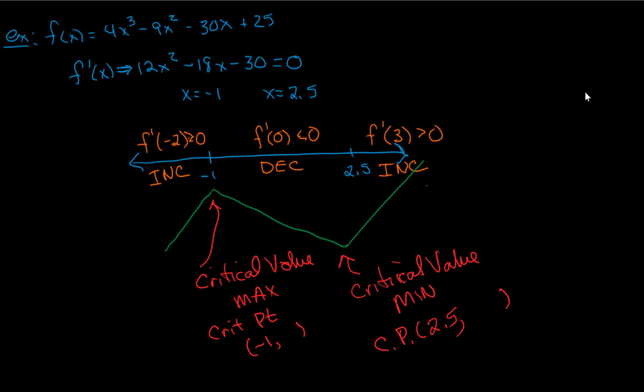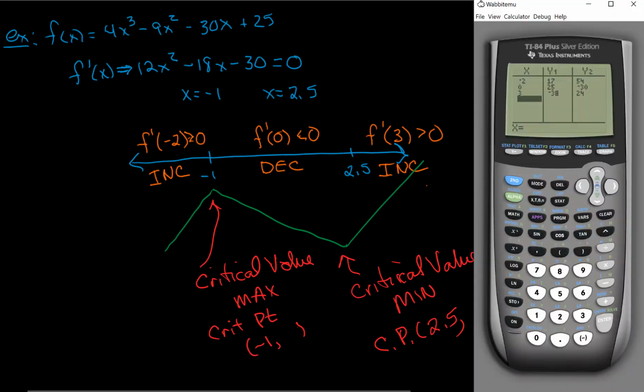Okay, so I have critical values at x equals -1 and x equals 2.5. Be really careful. Critical value and critical point sound dangerously similar to one another, but they mean very different things. The critical value is just give me what the x value is. The critical point is an x value as well as a y value. Okay, so let's get these critical points.